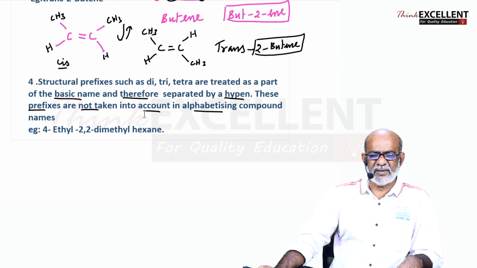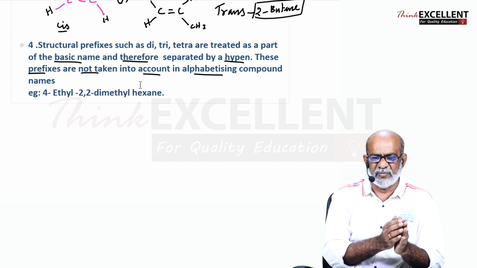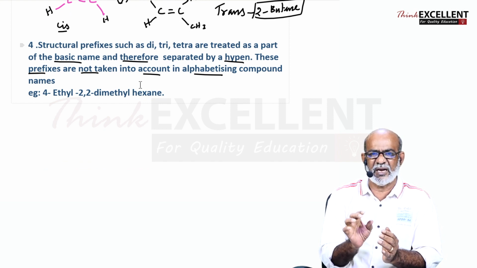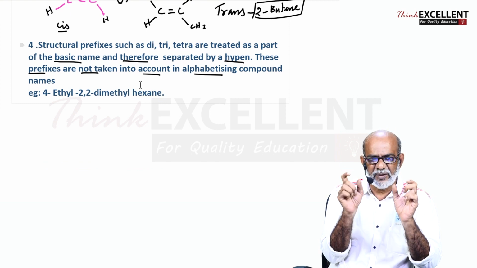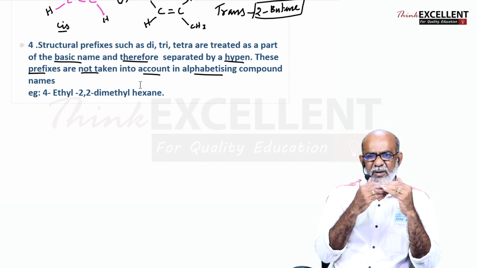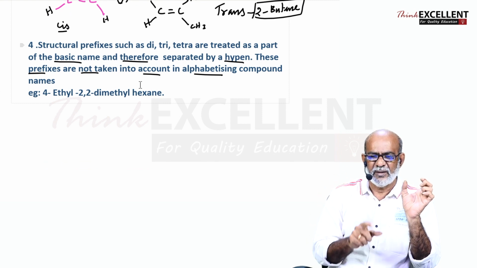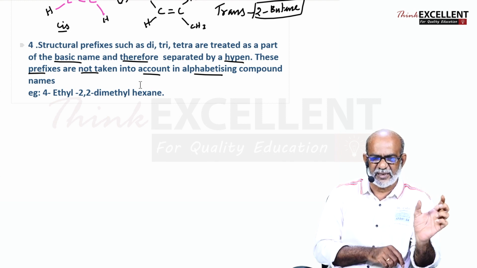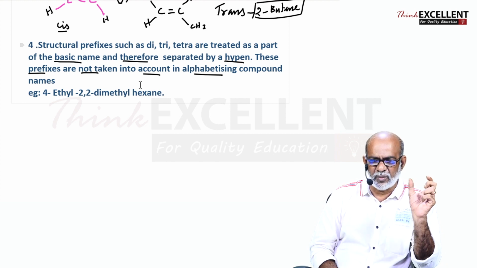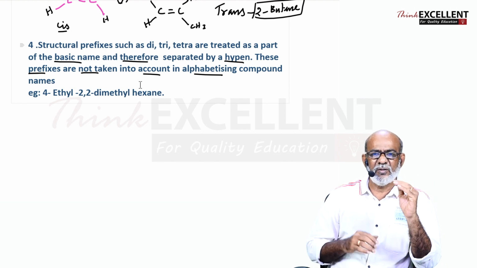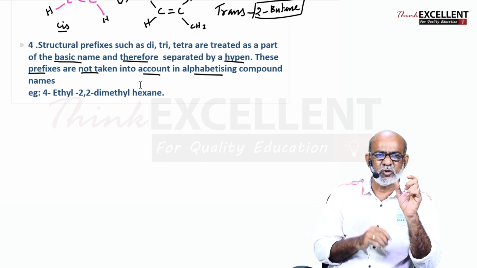Now the next point, the fourth point: structural prefixes such as di, tri, tetra are treated as a part of the basic name and therefore are not separated by a hyphen. For example, dichloro, between di and chloro you don't put a hyphen. For example, trimethyl, between tri and methyl you don't put a hyphen. These prefixes are not taken into account in alphabetizing. So when you arrange the order alphabetically, you should not consider di, tri.